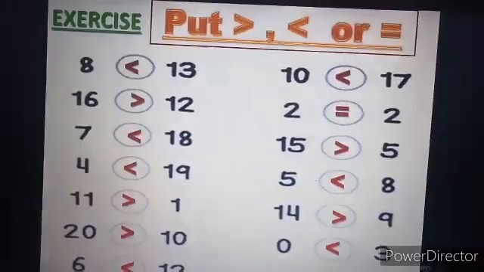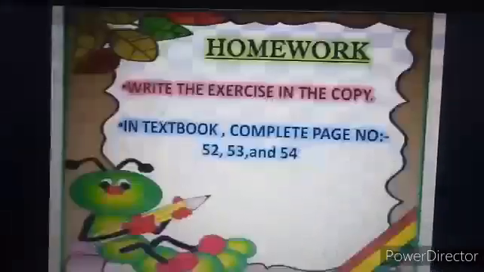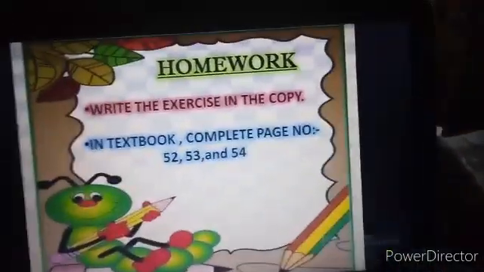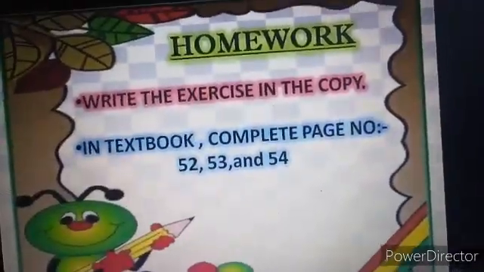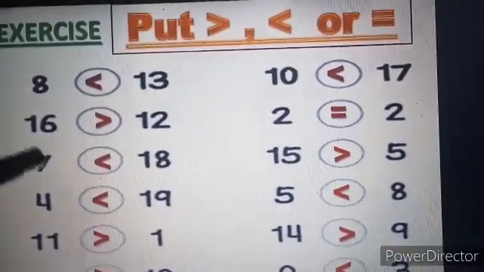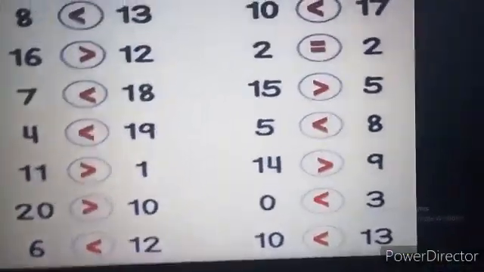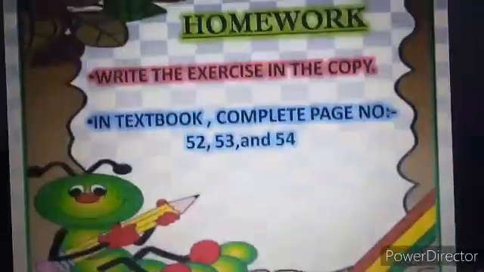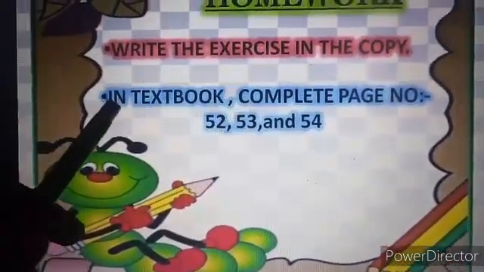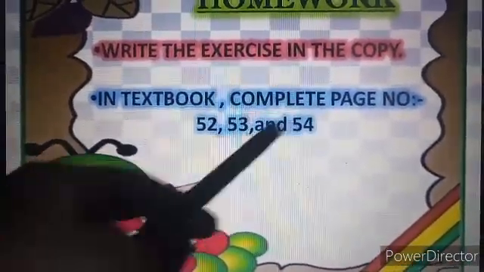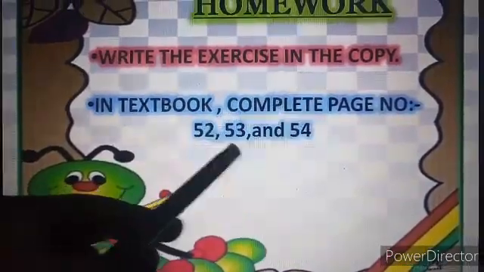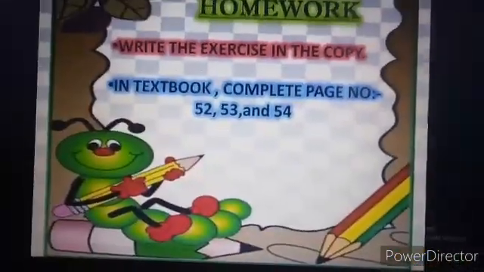Understood children? So now let's move to the homework part. So what is your homework? Write the exercise in the copy. Which exercise children? This exercise. Okay, you have to write this one in your copy. And what else is there? In your textbook, complete page number 52, 53 and 54.